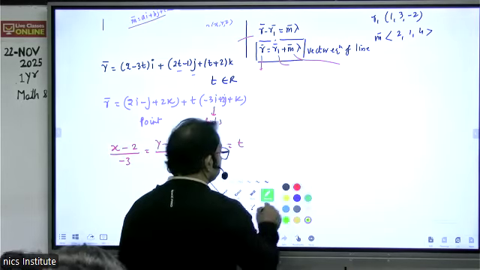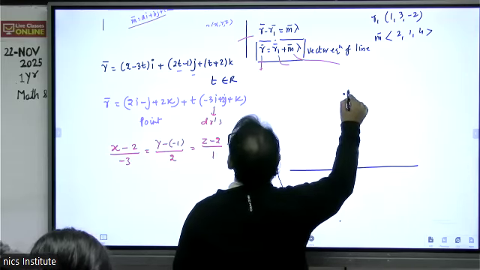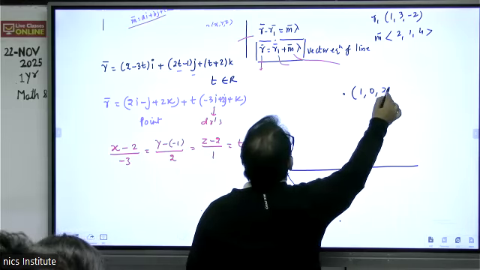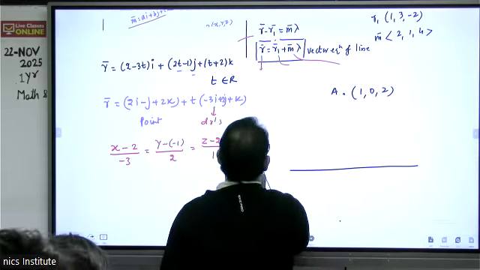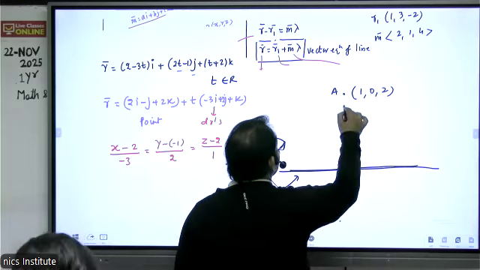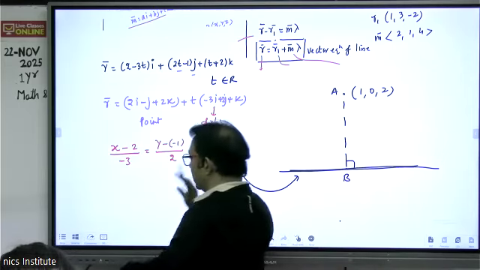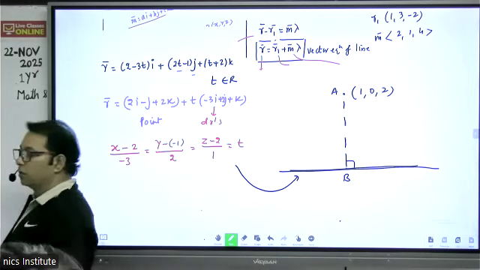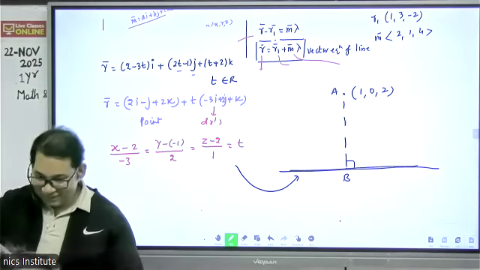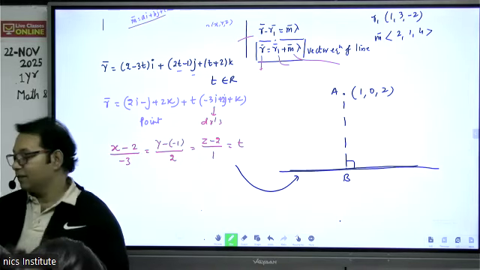Next part of the question. Find the foot of the perpendicular from the point (1, 0, 2) dropped on this line, and also find the distance. Find the foot of the perpendicular dropped on this line from the point (1, 0, 2). Do it.